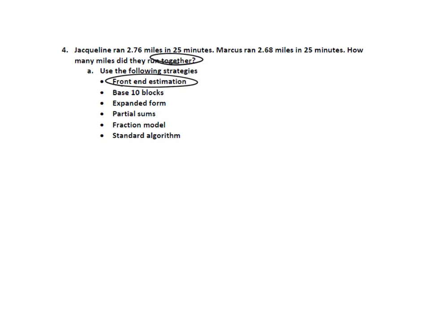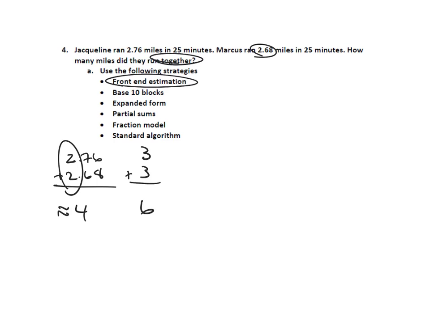But if we're thinking front end, 2 and 76 hundredths and 2 and 68 hundredths, we could just look at the front end there and say it's approximately 4. You could round 2 and 76 hundredths to 3, 2 and 68 hundredths to 3. So we would have a high and a low end of our estimate.